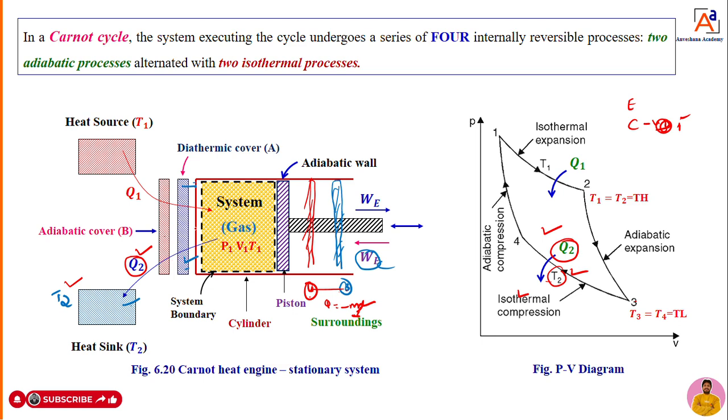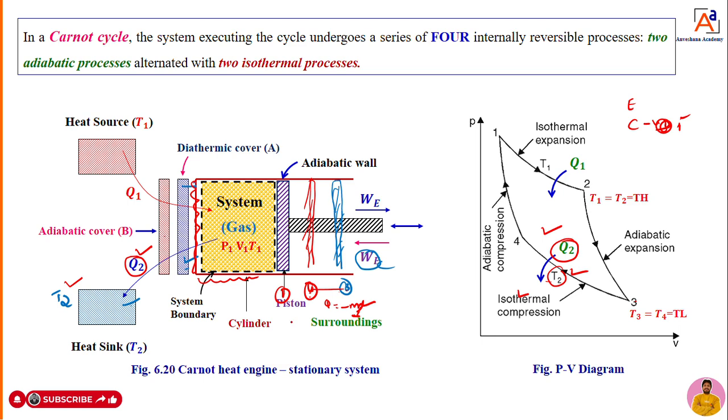Now I will immediately remove this diathermic wall and put an adiabatic wall. Once the piston reaches point 4, I will remove the diathermic wall and put an adiabatic wall. Then this piston and cylinder arrangement becomes completely insulated, an adiabatic wall. But keep on doing compression from 4 to 1.